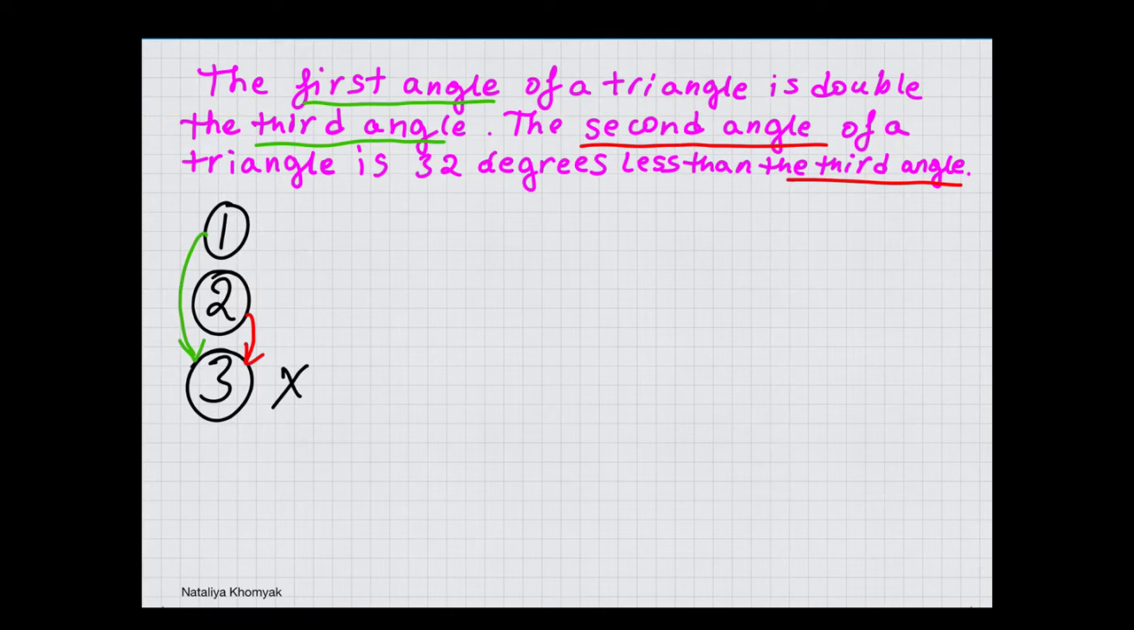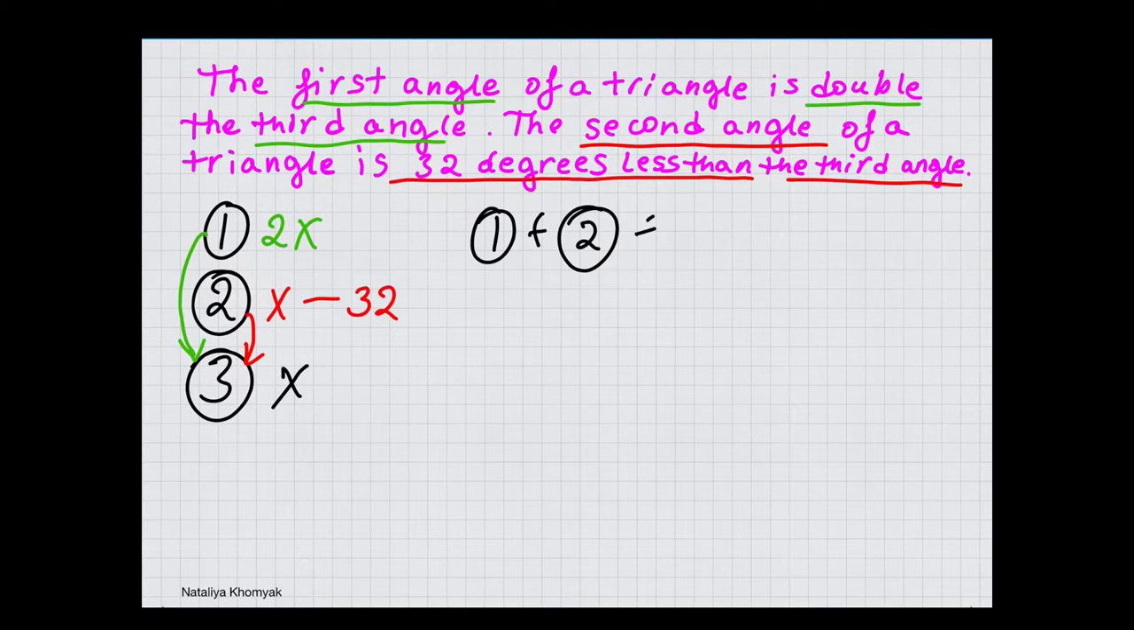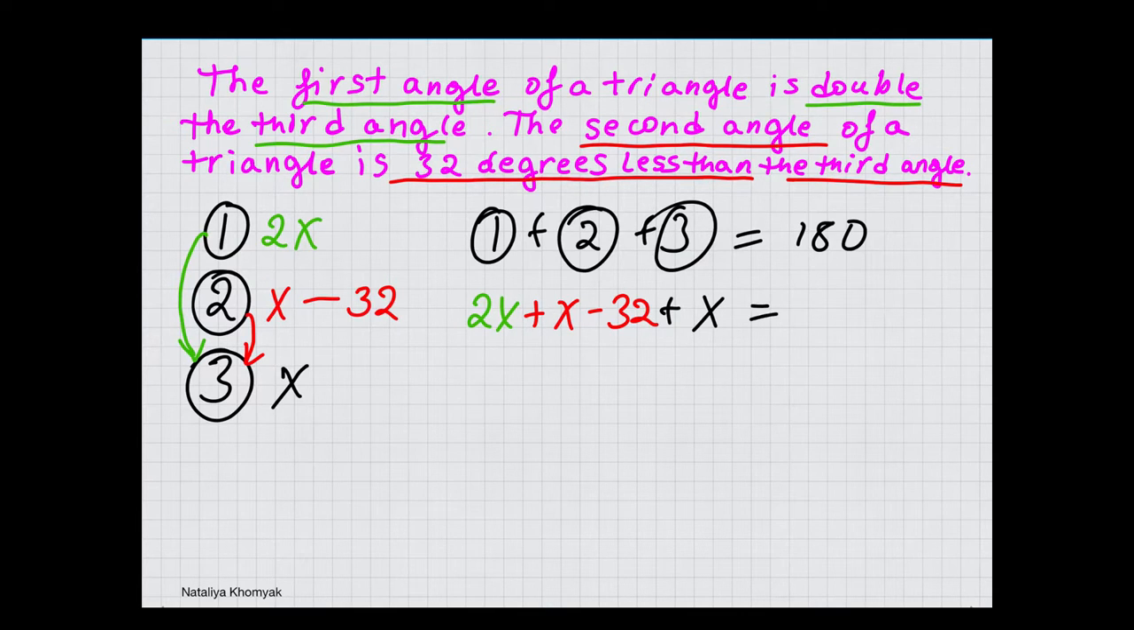The first angle of a triangle is double the third angle, so double is times 2 of x. The second angle of a triangle is 32 degrees less than the third angle, so we take the third angle and minus 32 degrees. Now this type of problem we can actually solve, because I know that the first angle plus the second angle plus the third angle, the sum of angles in a triangle, is always 180. First angle is 2x plus second angle is x minus 32 plus third angle, which we called x, equals 180. We have like terms.